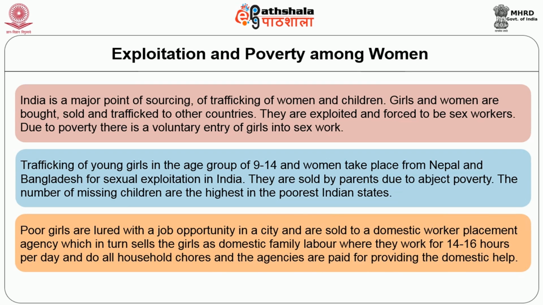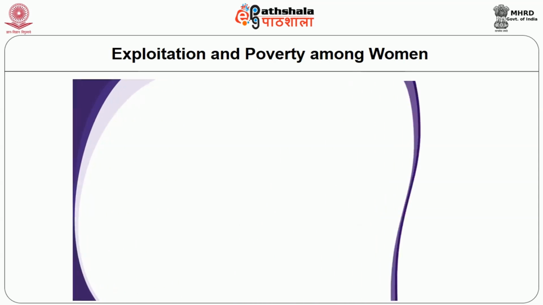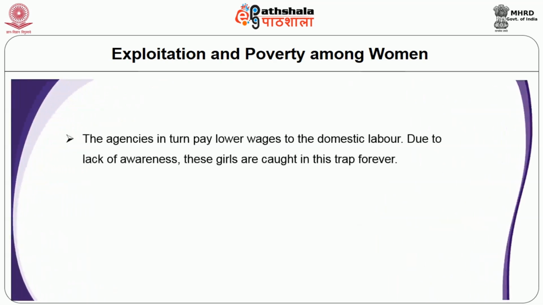Poor girls are lured with job opportunity in a city and are sold to a domestic worker placement agency, which in turn sells the girls as domestic family labor, where they work for 14 to 16 hours per day and do all household chores, and the agencies are paid for providing the domestic help. The agencies in turn pay lower wages to the domestic labor.